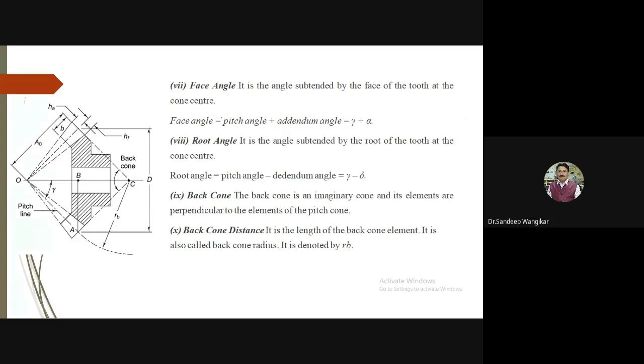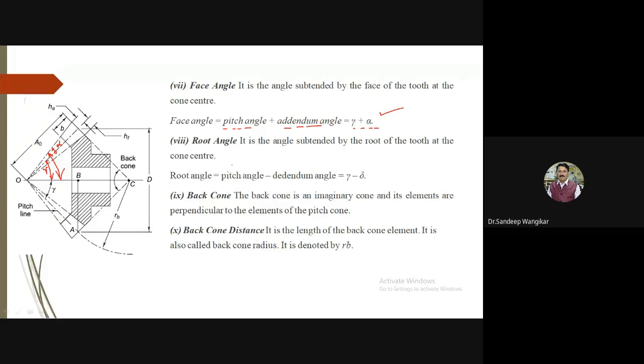Face angle is the angle subtended by the face of the tooth at the cone center. So now see here, this complete angle is called the face angle. This complete angle, up to the center, I will call it gamma plus whatever this is, which is nothing but alpha, the addendum angle. So I can say here, face angle is equal to pitch angle plus addendum angle, given by gamma plus alpha. So face angle is given by gamma plus alpha.